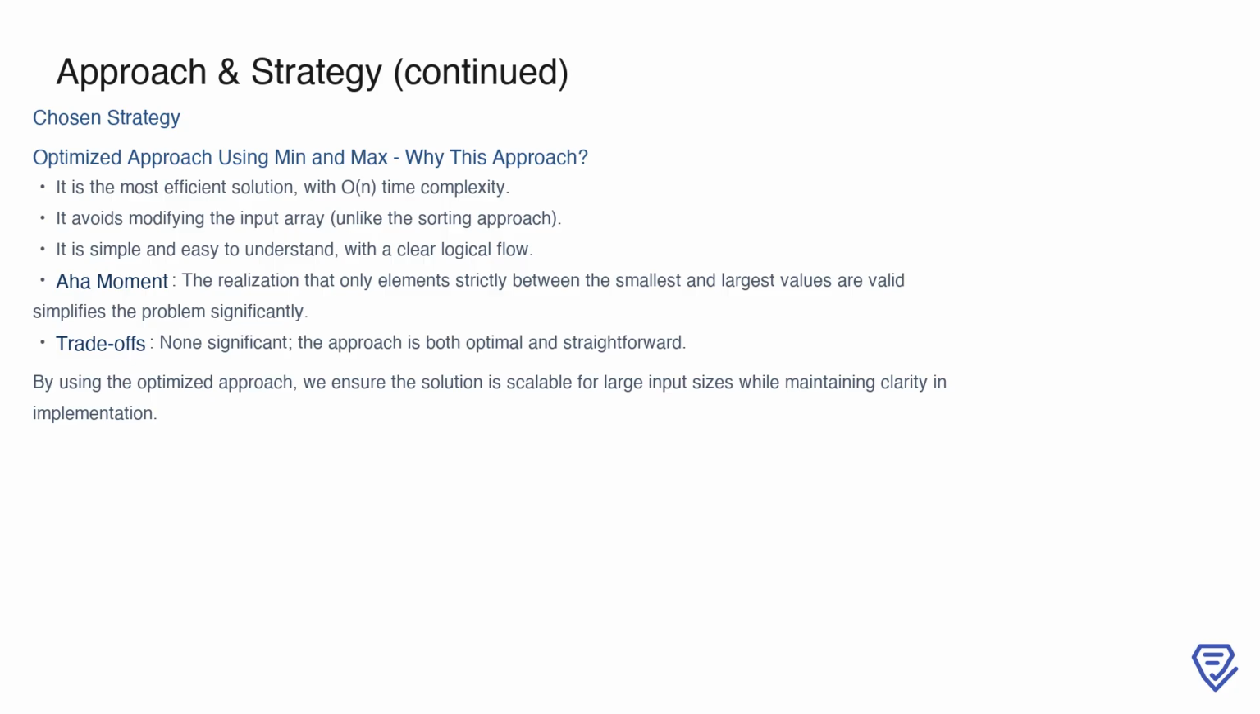The best strategy for this problem is the optimized approach that uses the minimum and maximum values. This method is preferred because it achieves the highest efficiency with a time complexity of O(n). Additionally, it avoids modifying the input array, which can be an advantage in situations where the original order of elements matters. The simplicity of this solution also makes it easy to understand and implement.